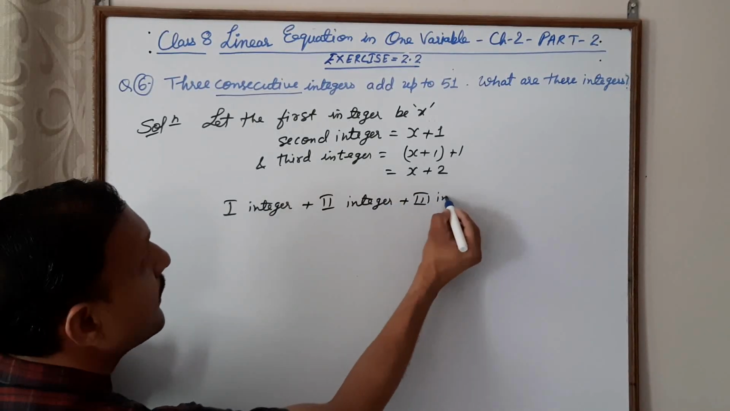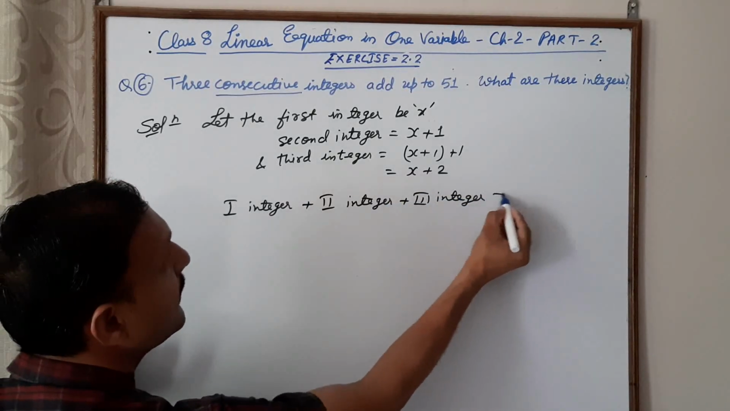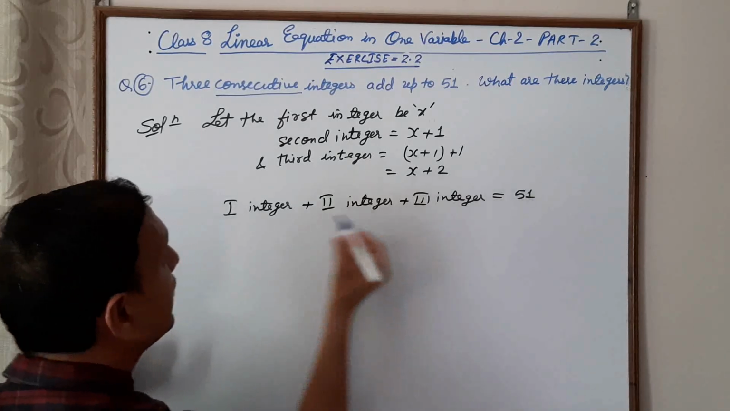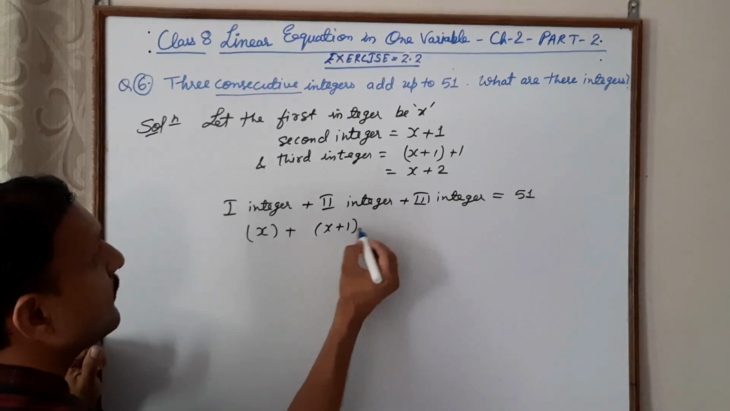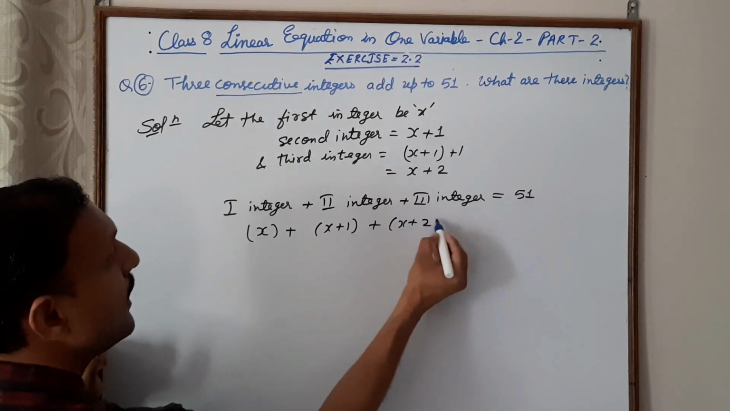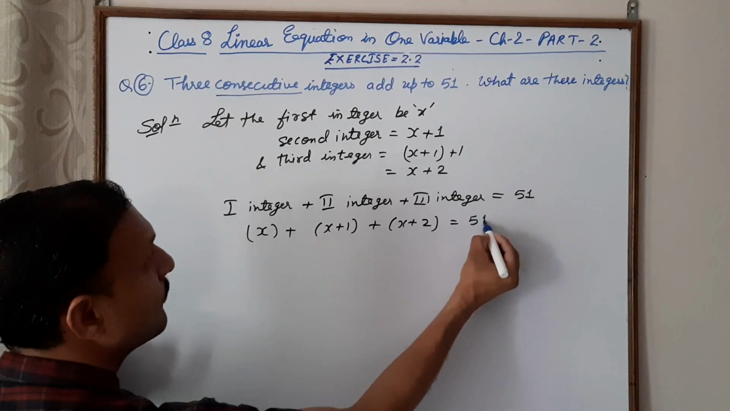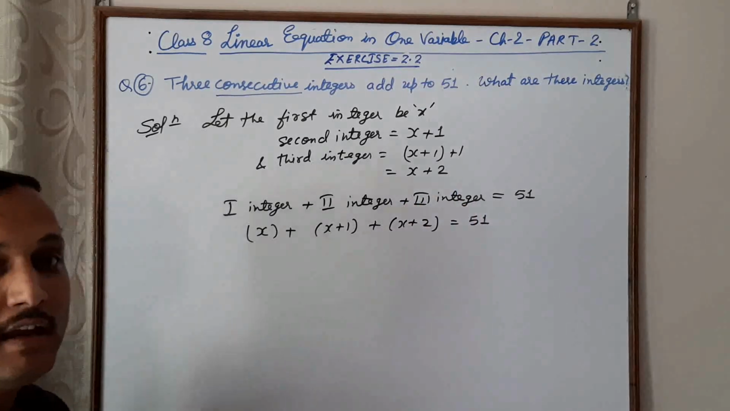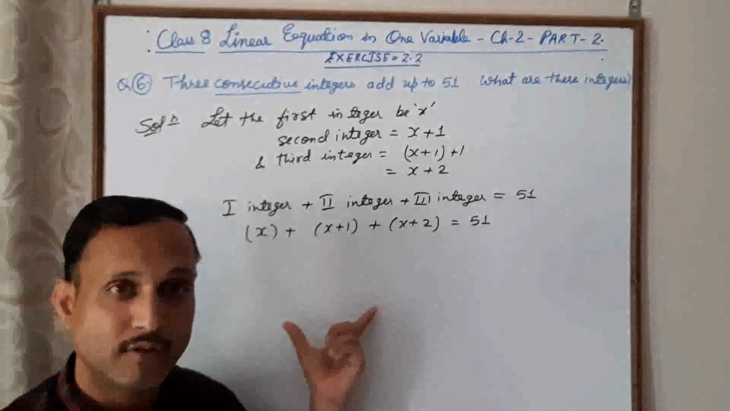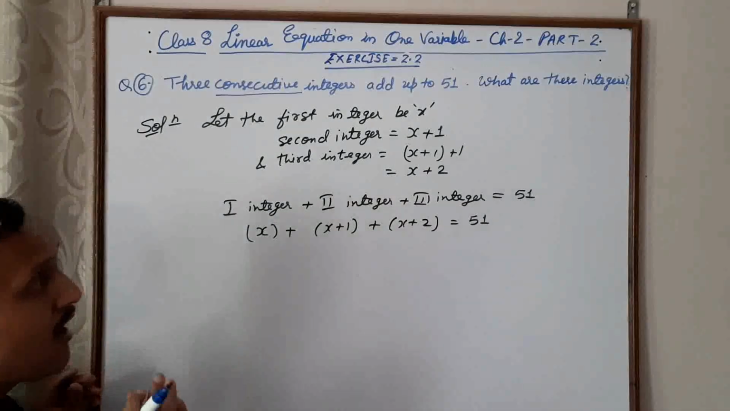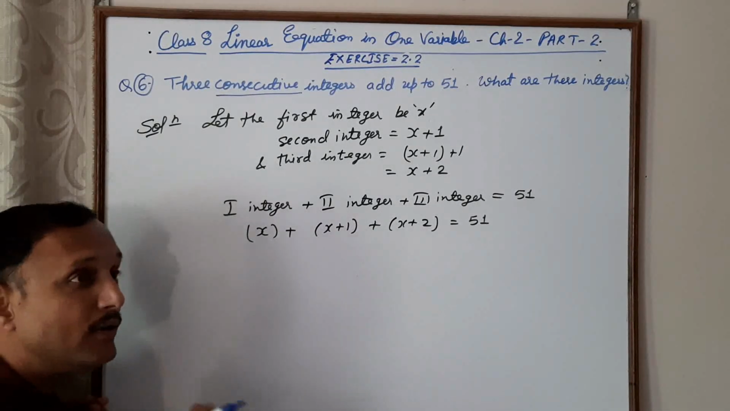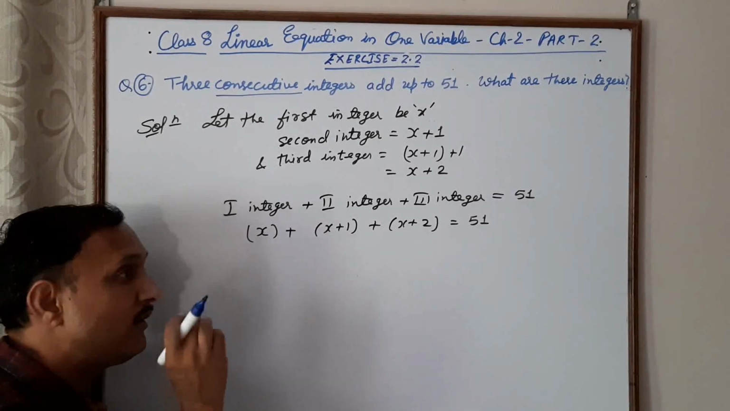Now three consecutive integers add up to 51, means first integer plus second integer plus third integer add up to, given to us, 51. So first is x, second one x plus 1, and the third one x plus 2, and they add up to 51. So finally, again we have formed the equation. Equation forming is very important here. If we don't know how to form the equations, then we have to read the question again and again till we arrive at the equation form.